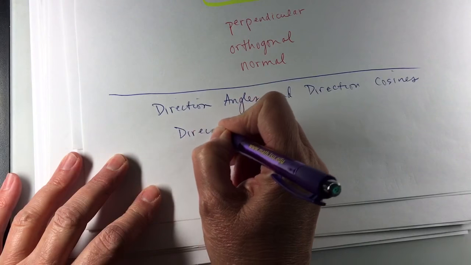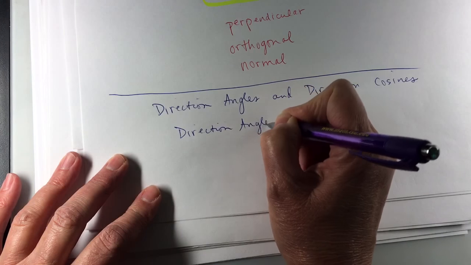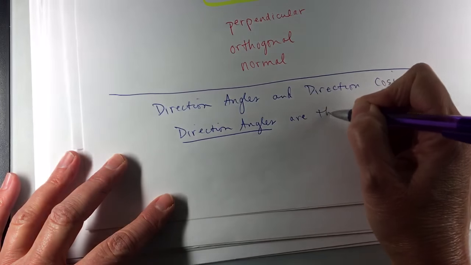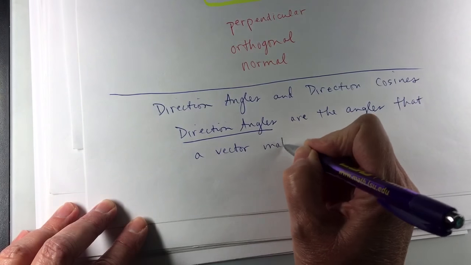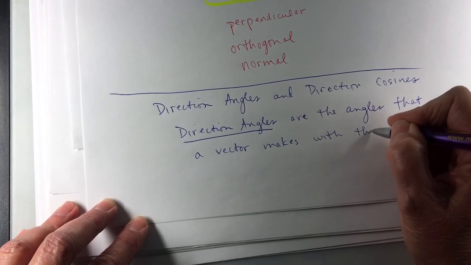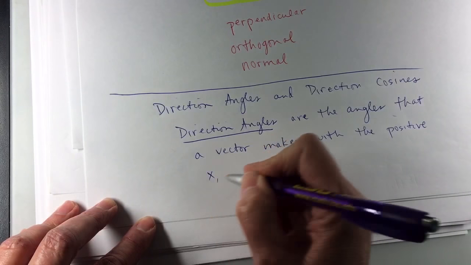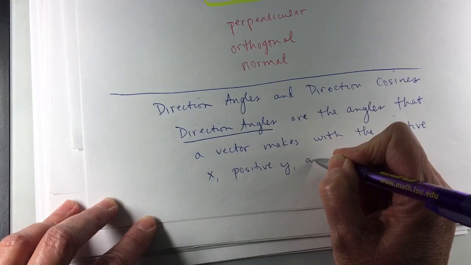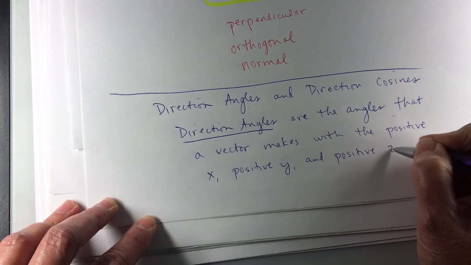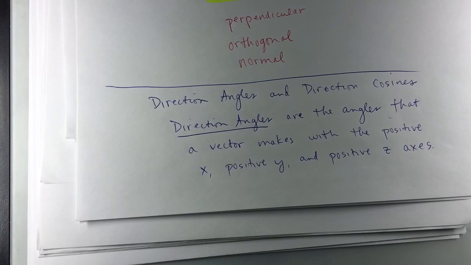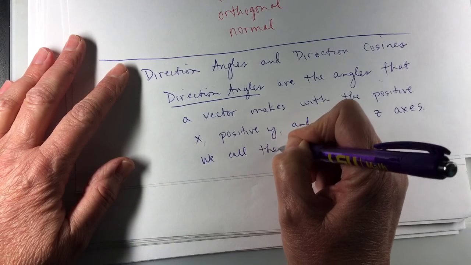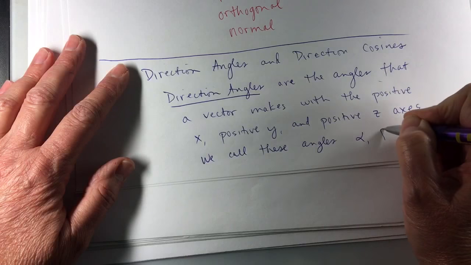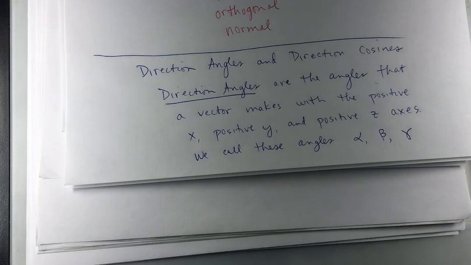So, direction angles are the angles that a vector makes with the positive x, the positive y, and the positive z axes. And we'll call these direction angles. We call these angles alpha, beta, and gamma, respectively.